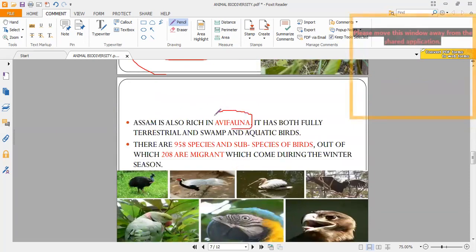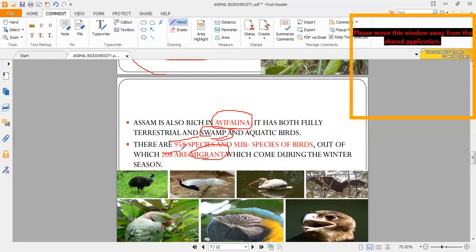Avifauna means bird. When we talk about the avifauna, Assam is also rich in avifauna, different types of bird, because of the presence of terrestrial habitats. In the terrestrial part, we can find many swampy areas. And in different seasons, we can also see some migratory birds in search of food resources, and also in different breeding seasons. They come from other parts of the world and visit the state in different parts, in different seasons. In different seasons, we can find different migratory birds.